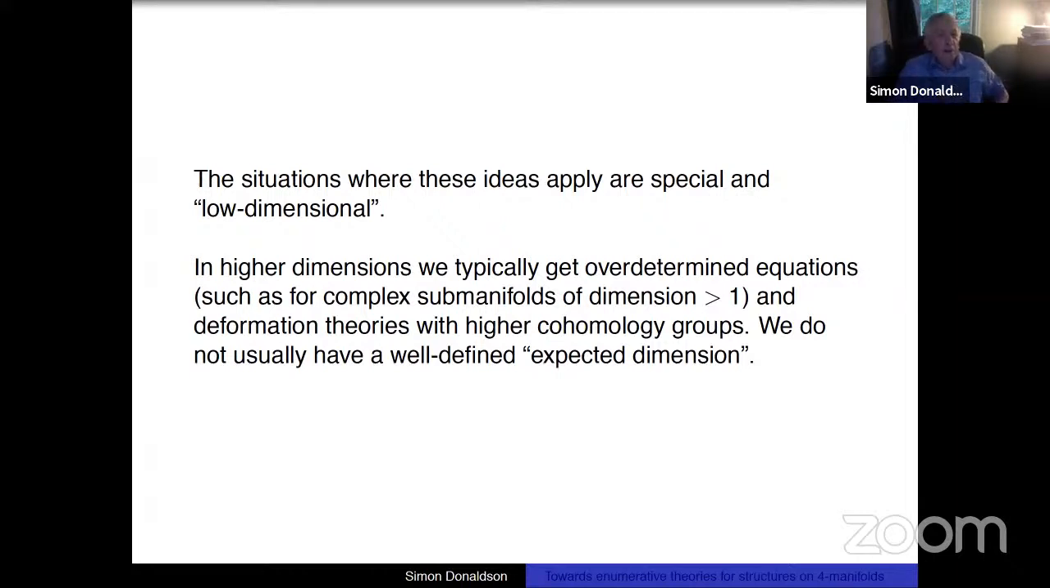So for example, in low dimensions, if we look at the simplest case, say holomorphic bundles over projective space, over projective spaces of dimensions 2 and 3, there's a sort of expected dimension of the moduli space of vector bundles. But if we go to higher dimensions, then there's at least no real natural way to define the expected dimension of a moduli space of bundles.